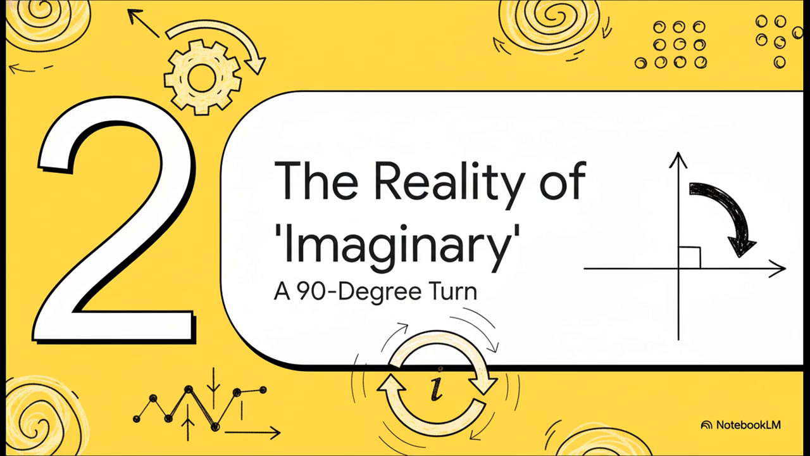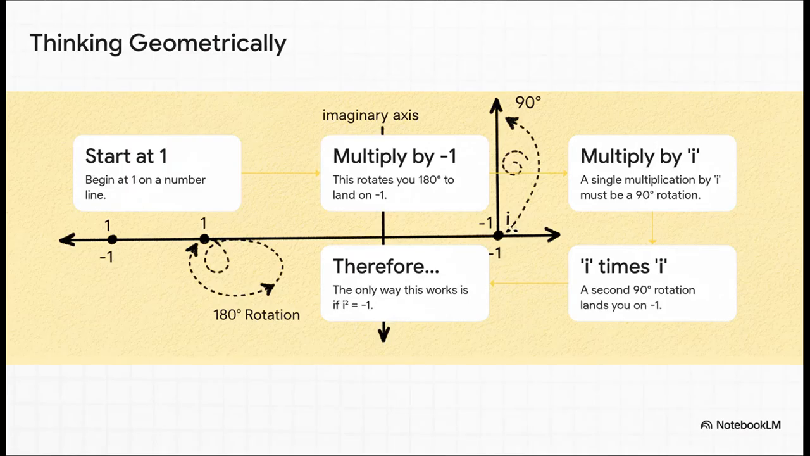To figure that out, we have to talk about the word imaginary, because honestly, it's probably the worst branding in the history of math. There is nothing imaginary about it. In fact, it represents something very, very real. So think about it like this.